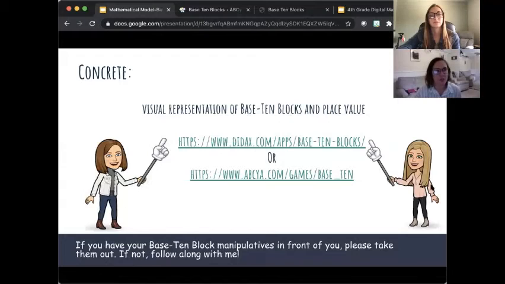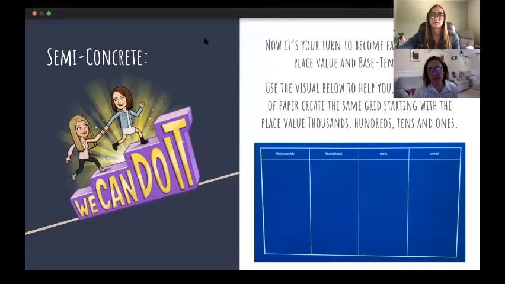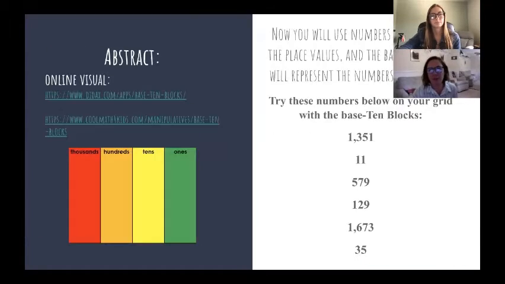And then we're going to go to the semi-concrete phase. So you're going to get out a piece of paper and make your grid. You can also use the link that we have and print out your own grid if you don't want to draw one. But having your grid in front of you will help you, as you do the problems, put your base 10 blocks in each place value, and then you can see the correlation between the numbers and the base 10 blocks. So it will be a great visual.